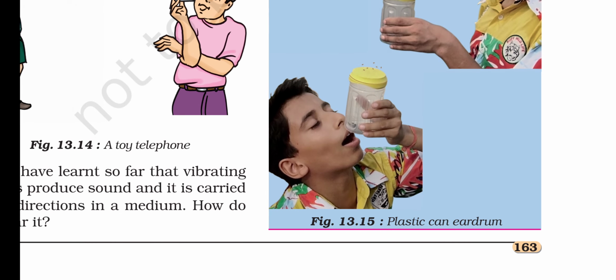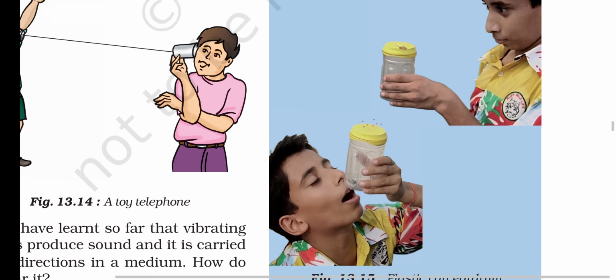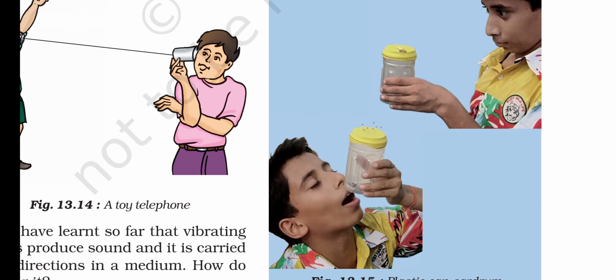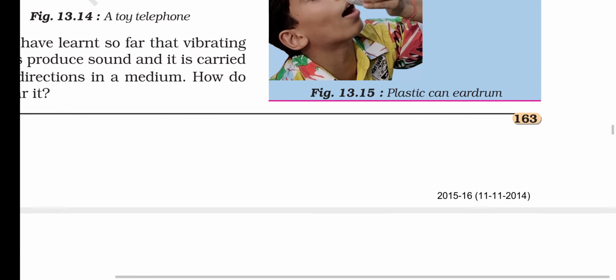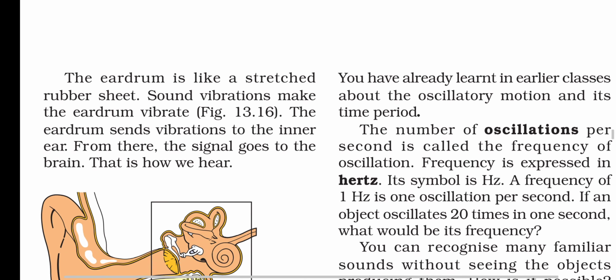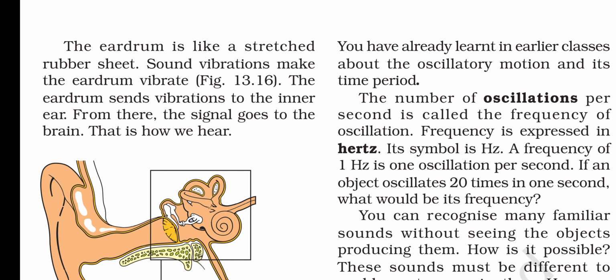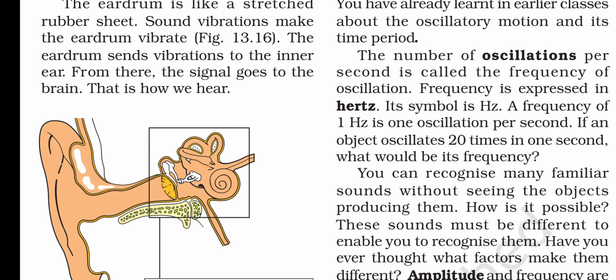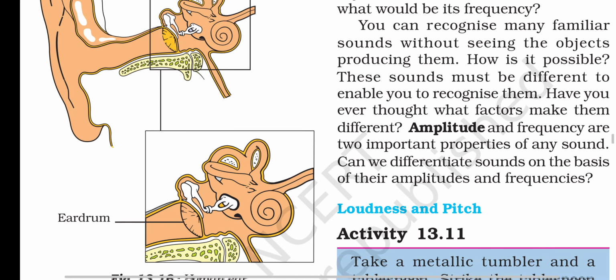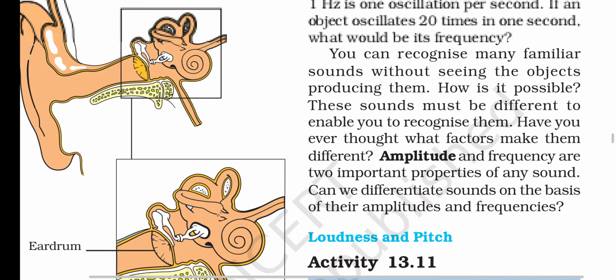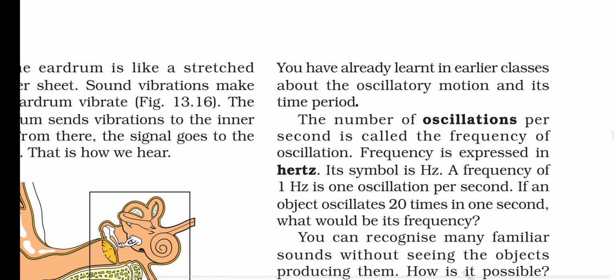So this is how your eardrum works: when the sound waves travel through the funnel-like structure of your ear and reach the eardrum, your eardrum starts vibrating, right? The eardrum is like a stretched rubber sheet. Sound vibrations make the eardrum vibrate, and the eardrum sends vibrations to the inner ear. From there the signal goes to the brain. That is how we hear sound, right? So draw this structure of the human ear, it is very important, okay. Next part we will study in the next class.